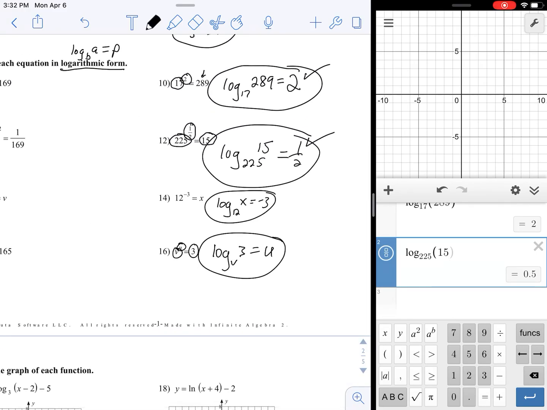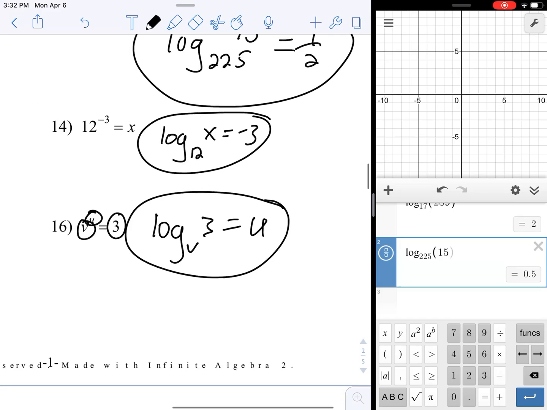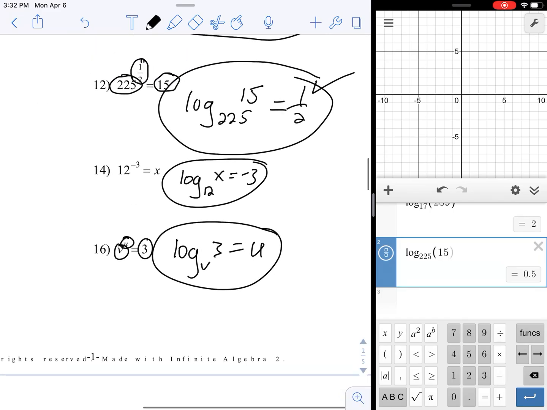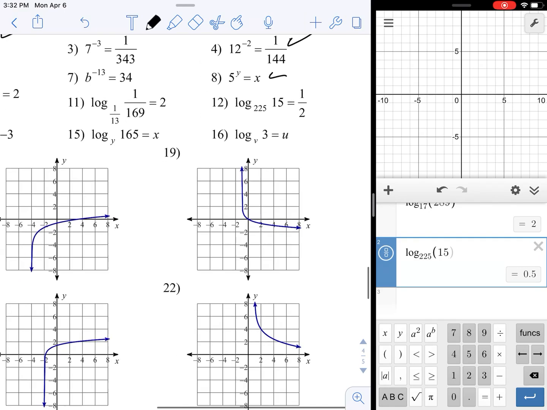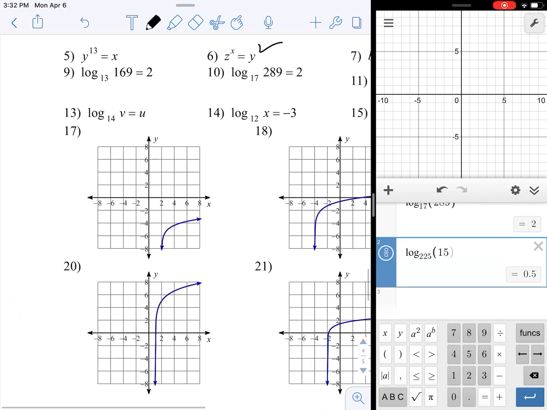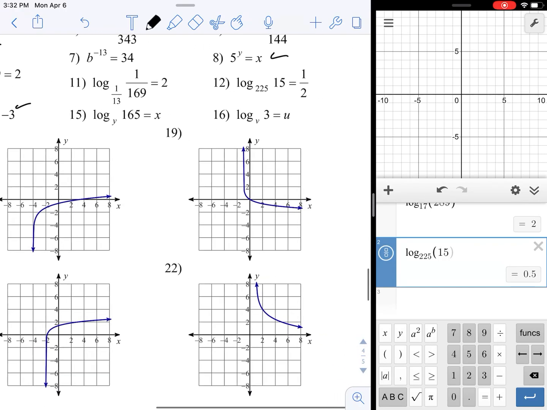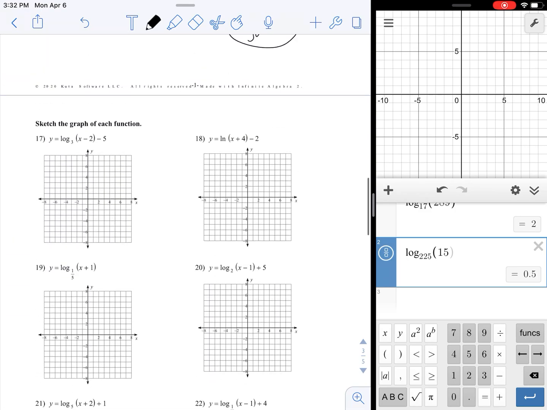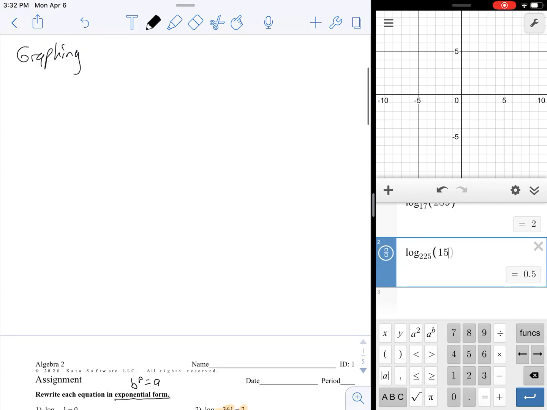And so I already checked 10 and 12 on the calculator. I can check 14 and 16 down below. So what is that? 12, x, and -3, v, 3, and u. Right, let me see if I can keep that in my short-term memory. Where am I? 14, no, that's different. 12, x, -3, v, 3, u. Okay, so 14 and 16 check out.